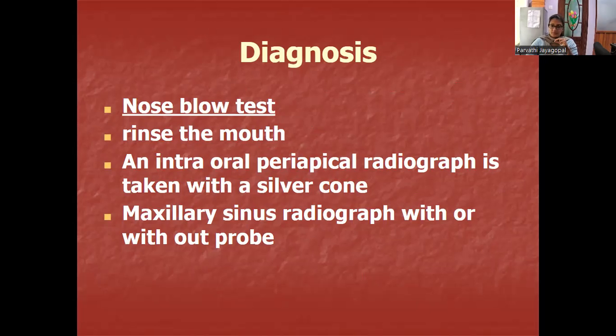You can also do the mirror fogging test by placing a mouth mirror into the area of the fistula. You can see fogging of the mouth mirror because of the escape of air. You can also see, if a cotton is held in the region of the fistula, deflection of the cotton because of the escape of air.